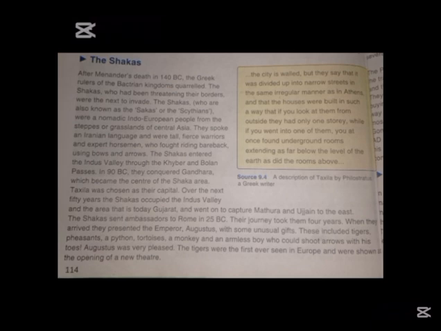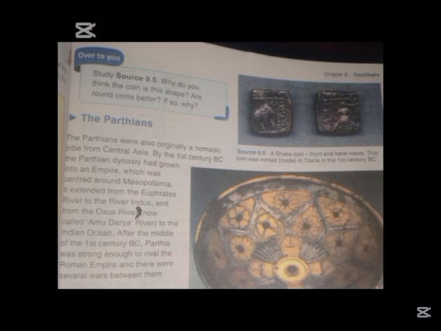Now we are going to the third group, the Parthians, to invade Gandhara civilization. The Parthians were also originally a nomadic tribe from Central Asia. By the 1st century BC, the Parthian dynasty had grown into an empire centered around Mesopotamia. It extended from the Euphrates River to the river Indus and from the Oxus River, now called Amu River, to the Indian Ocean. After the middle of the 1st century BC, Parthia was strong enough to rival the Roman Empire, and there were several wars between them.